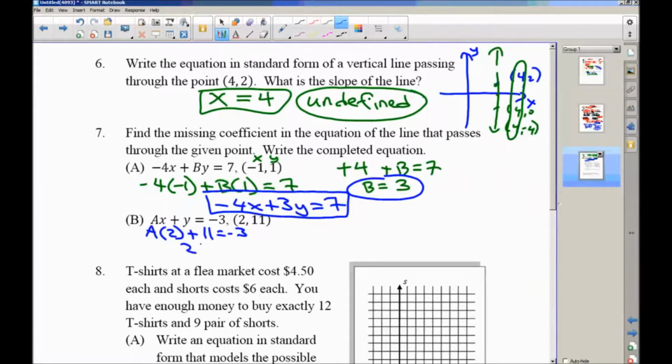Subtract 11 from both sides and we'll get 2a, a times 2 is just 2a, is negative 14, and then a is negative 7. So that's one of my answers, that's my missing coefficient. And then my other answer is to put the negative 7 in the a spot. So negative 7 times x plus y equals negative 3. There's my equation in standard form now.